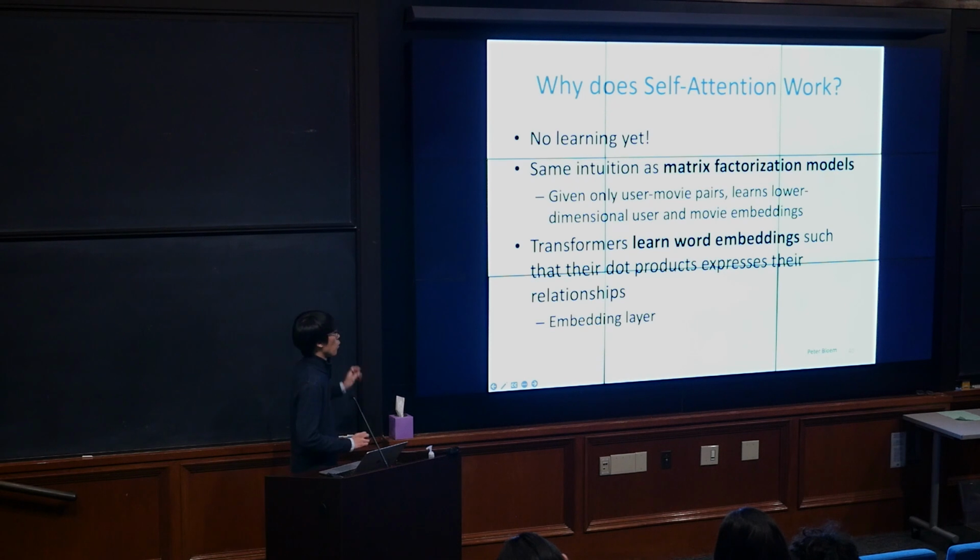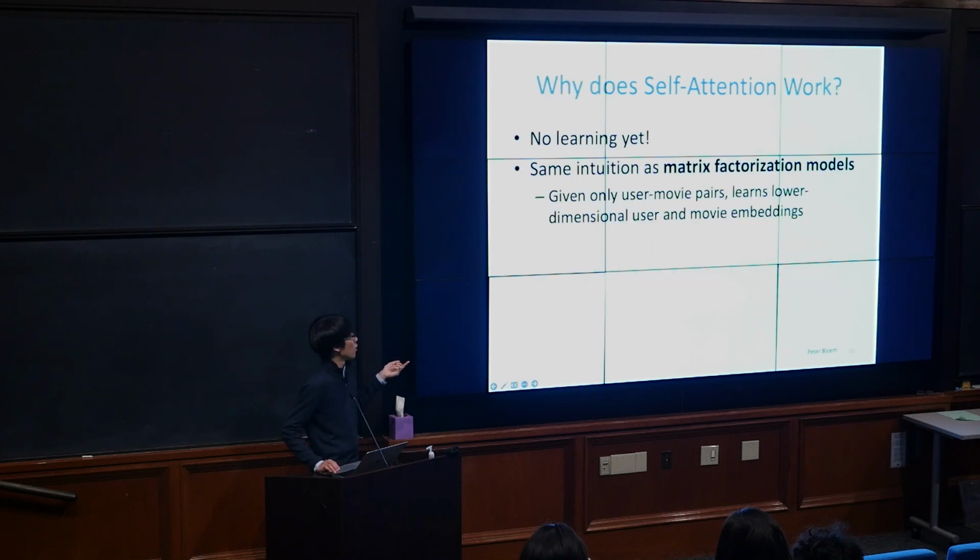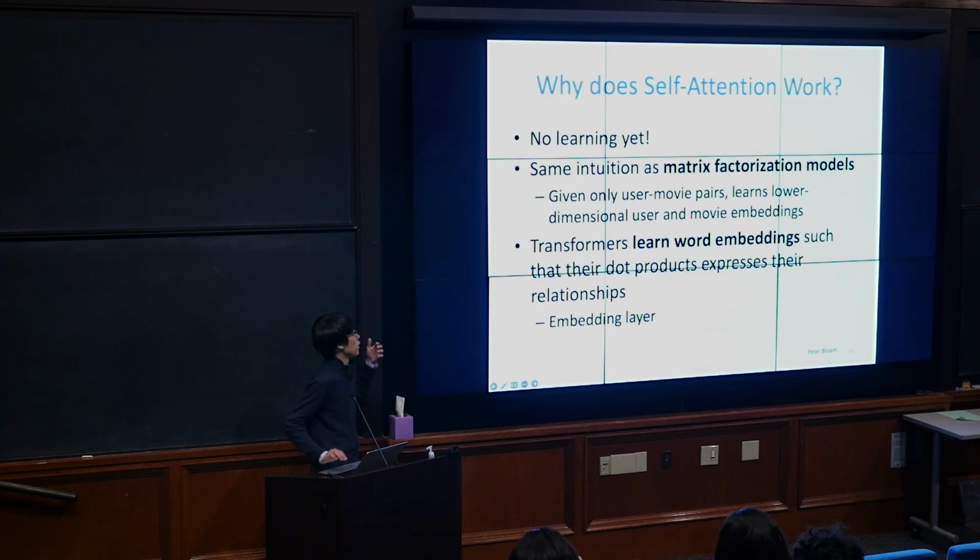Same thing in the transformers. What we're learning is the word embeddings, right? We're learning the embeddings such that their dot products express how they're related to each other and how they should attend on themselves in order to generate this output, right? So the dot products between these word embeddings are going to express their relationships to each other. And that happens in the embedding layer.